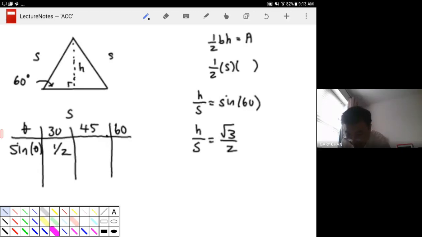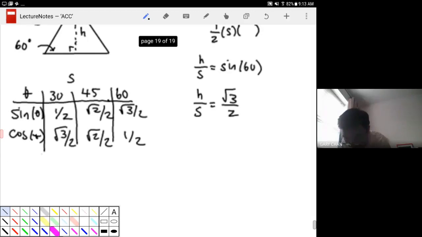So sine of theta: sine of 30 is equal to 1/2. Sine of 45 is radical 2 over 2. Sine of 60, well, that's just radical 3 over 2. And then we had cosine of theta, right? Cosine of 30 is radical 3 over 2. Cosine of 45, radical 2 over 2. Cosine of 60 is equal to 1/2.